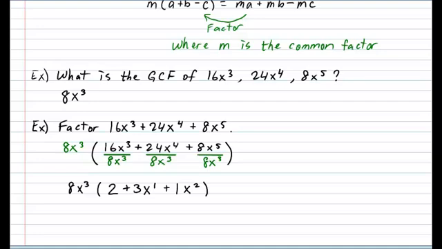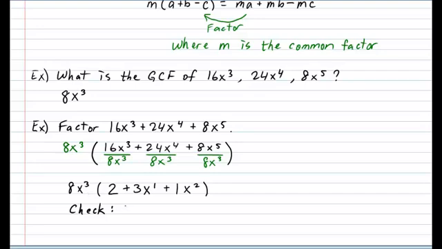So, how would you check if your final factored form is correct? Easy. You can always go back forward by doing the distribution. Check. And let's go back forward.